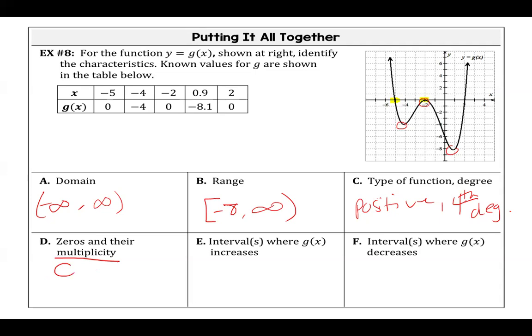Let's try that again. We have one at x equals -5, and it has a multiplicity of 1.